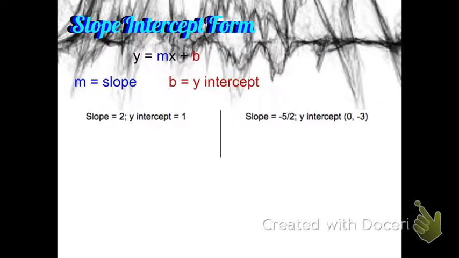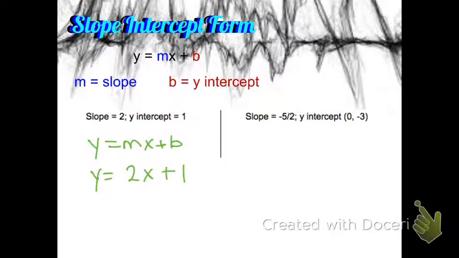Slope-intercept form is y equals mx plus b, where m is always going to be the slope and b is the y-intercept. And so all you're doing here, if I'm giving you the slope and the y-intercept, and it's y equals mx plus b. If the slope is 2, instead of m, I'm putting 2. And if the y-intercept is 1, instead of adding b, I'm going to add 1.